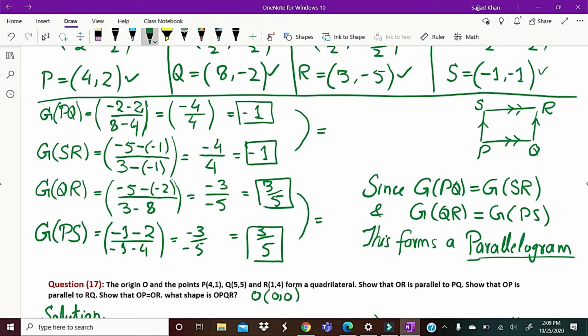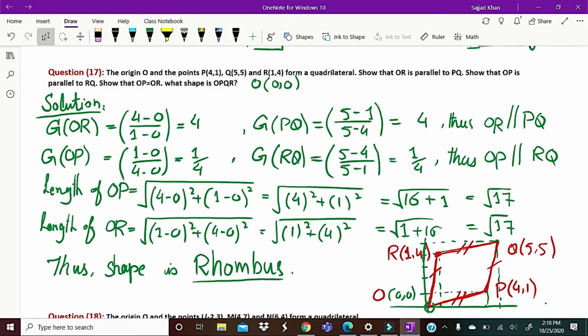Now find out the gradient of QR. Using the formula, it gives us 3 over 5. And if you use the formula for gradient of PS, that gives us again 3 over 5. So these two are the same. Since the gradient of PQ is equal to SR and QR is equal to PS, this forms a parallelogram. It means that these two sides are parallel and these two sides are parallel, so that gives us a parallelogram.